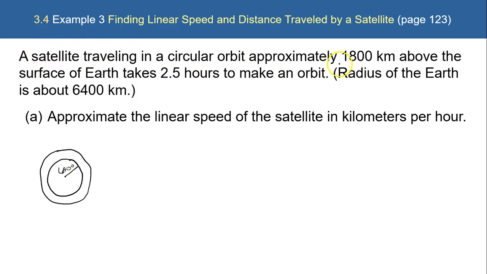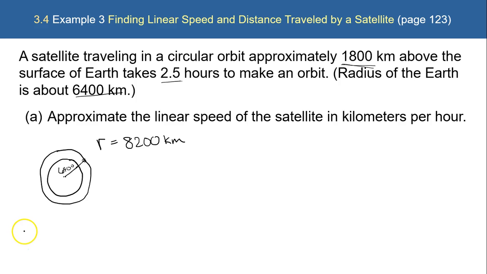And then, okay, read this. A satellite traveling in a circular orbit approximately 1,800 kilometers above the surface of the Earth takes 2.5 hours to make an orbit. So the radius of the Earth, like I said, 6,400 kilometers, but the satellite that's orbiting the Earth is 1,800 kilometers. So to get this total distance from the center of the Earth to where the satellite is orbiting, we got to add these together. So the total radius, total R, is going to be the 1,800 plus the 6,400, which is 8,200. And that's in kilometers.